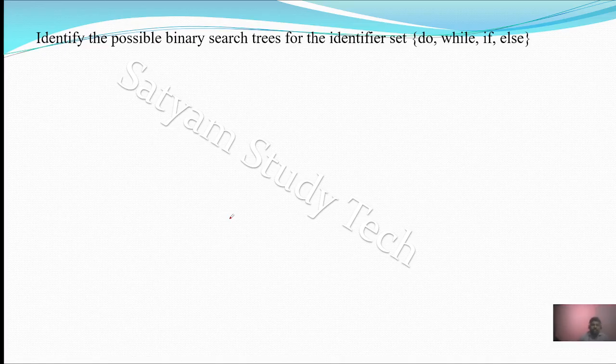Welcome to Search and Study Tech. Today's topic is to identify the possible binary search trees for the identifier set do, while, if, else. There are four keys. How many binary search trees are possible for these four keys? So what is the formula here? That is 2n Cn by n plus 1. This is the formula for how many binary search trees are possible. Here n is the number of keys, and here it is 4.